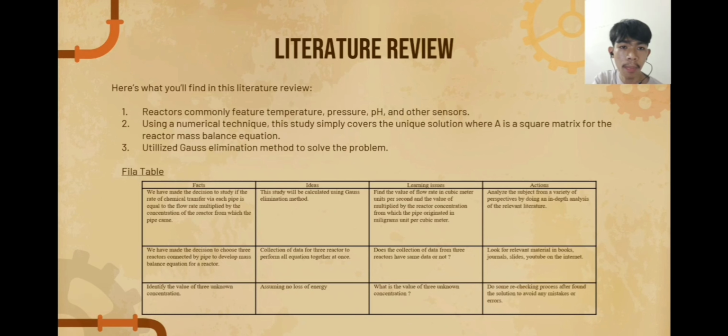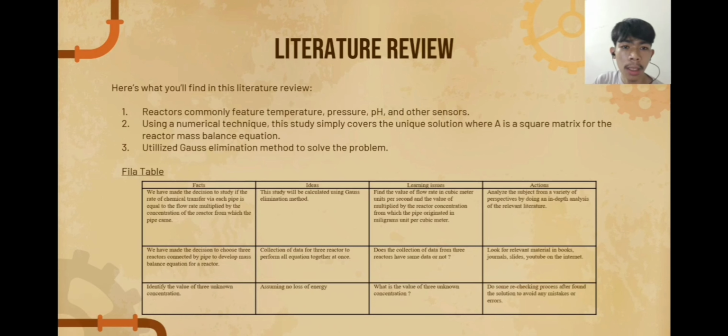Using the numerical technique, this study simply covers the unique solution where A is a square matrix for the vector mass balance equation. In this study, a numerical approach of system of linear equations will be used to analyze the mass balance equation for the reactor, to solve three simultaneous linear algebraic equations for unknown concentrations by utilizing the Gauss elimination method.